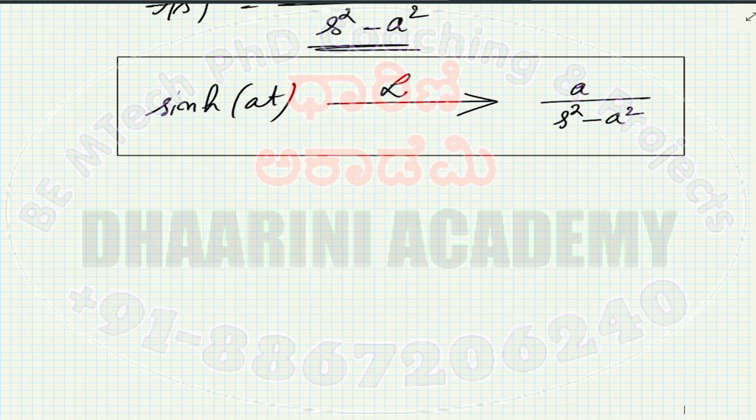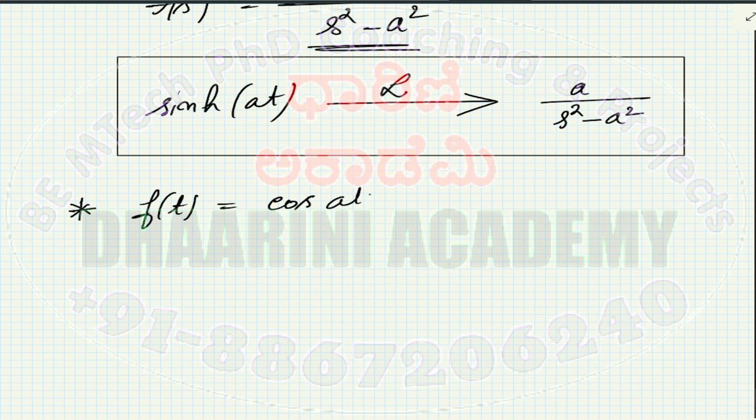Okay, let's go to the next question. This is f of t is equal to, this is cosine value, cos at. Okay, so let's solve this.